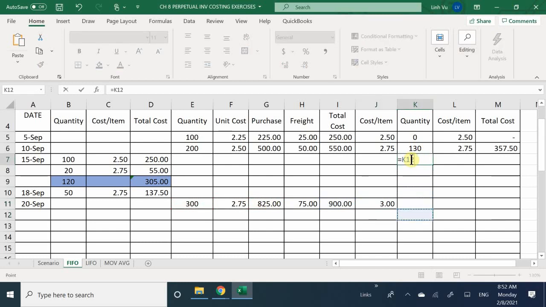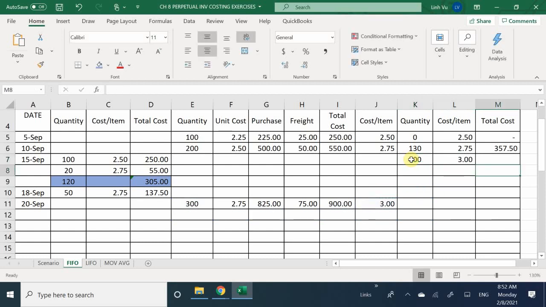Now I'm going to go ahead and pull this information over because it is inventory that I just purchased. Again, if you're familiar with this section, you can go ahead and pull down the formula here. So now I should have a new batch of 300. So I should have 430 in my inventory right now.